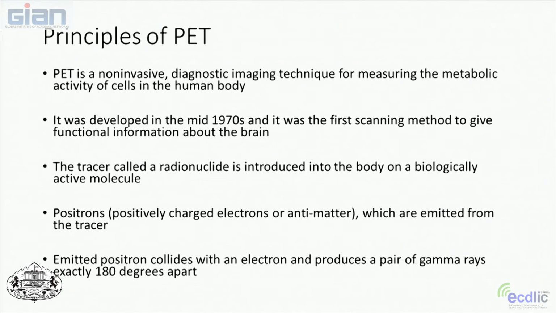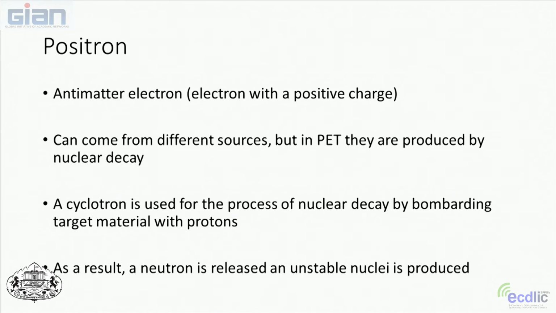When the positron is released, it immediately collides with an electron, and when it does this, it annihilates. So that's why it's called antimatter, because the collision of the two gets rid of the matter. However, it does produce a pair of gamma rays that are emitted exactly 180 degrees apart. I think this is a really clever technology because somebody thought of this and capitalized on this as a way to measure images in the brain. So again, the positron is an antimatter electron. It's an electron with a positive charge.